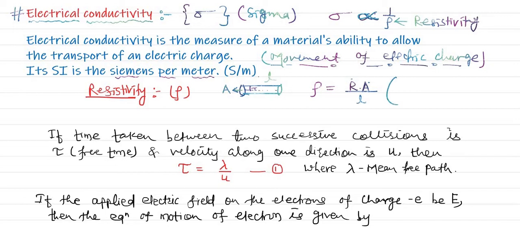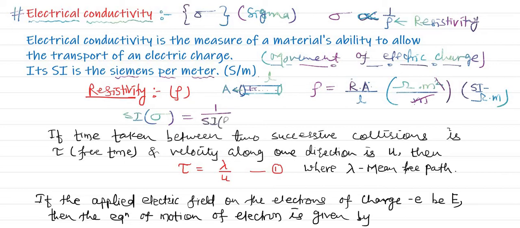This resistance is measured in ohm, the area is measured in meter square, and the denominator length is measured in meter. So 1 meter will get cancelled, and the SI unit for resistivity will be ohm meter, right? The SI unit for conductivity will be the reciprocal of the SI unit of resistivity.